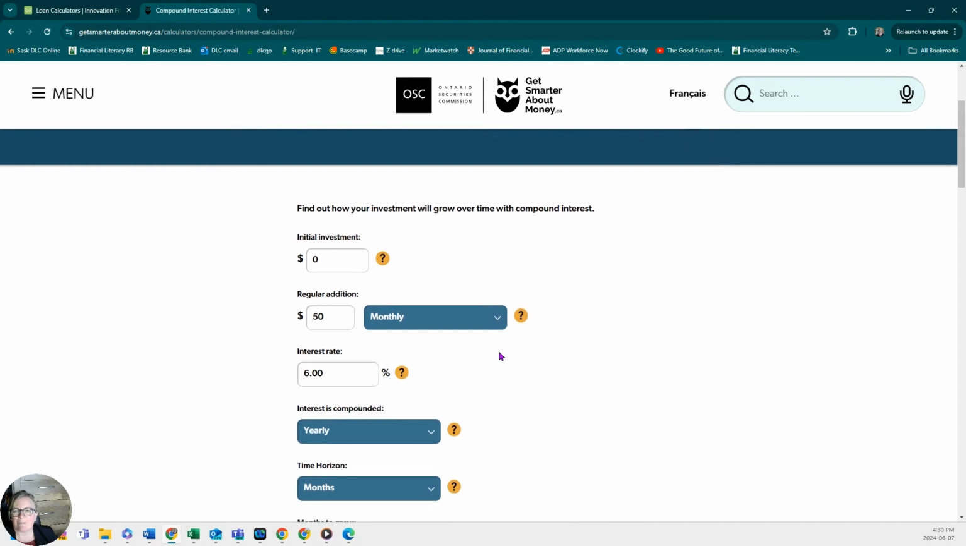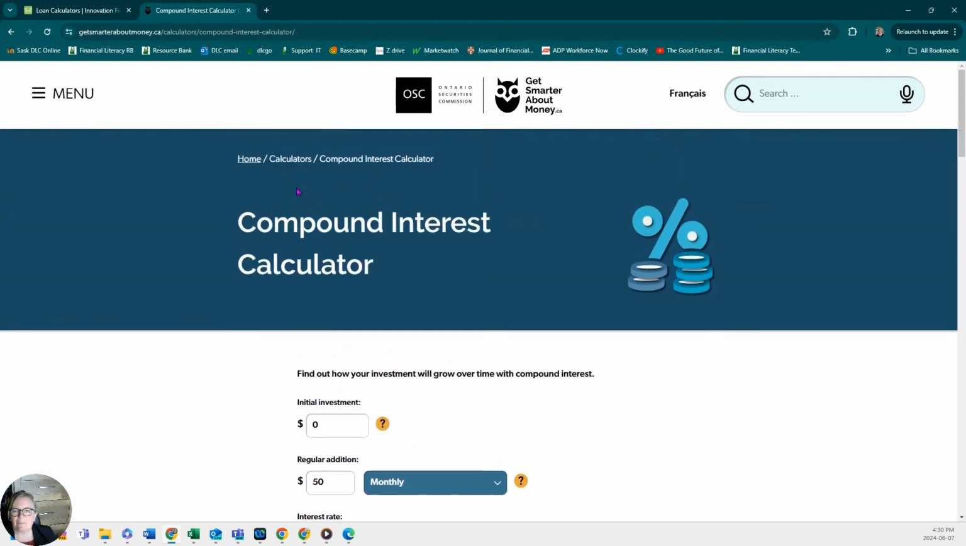You want to know times. You might find a different calculator that would do that for you. But this one's calculating future value of savings. The other calculator I wanted to show you is loans.